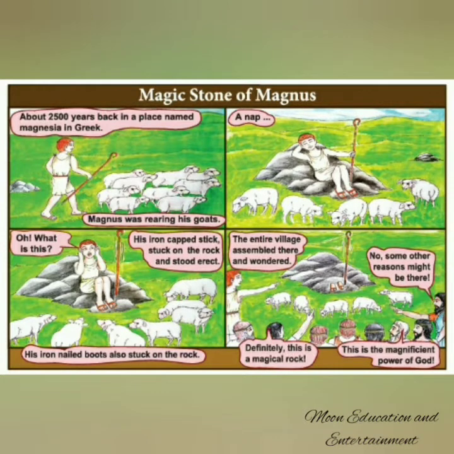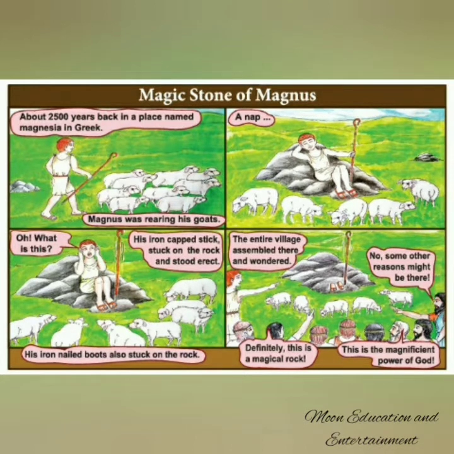Let us see the discovery of magnet, the magic stone of Magnus. About 2500 years ago, there was a place called Magnesia in Greece. In Greece, a boy called Magnus was rearing his goats. One day, he was having a nap by a nearby rock. Once he woke up, he saw the stick and boots were stuck to the rock. He thought, what happened here? And finally, he identified that the stick and its boot were iron capped.